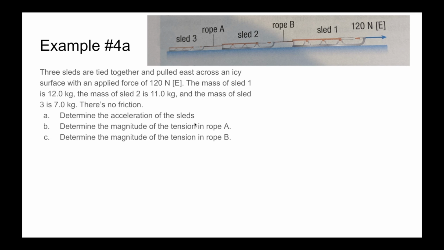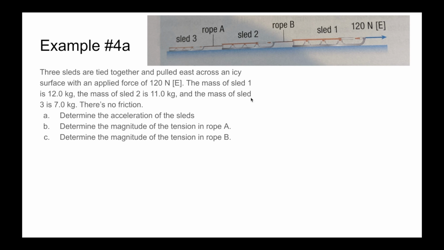Okay, let's move on from those blocks and rope questions. This one's a bit different. So we have 3 sleds all attached by ropes. We have 2 ropes, rope A between sled 2 and sled 3, and rope B between sled 1 and sled 2. Somebody is pulling on the whole system of sleds over here on the right side with a force of 120 newtons to the east.